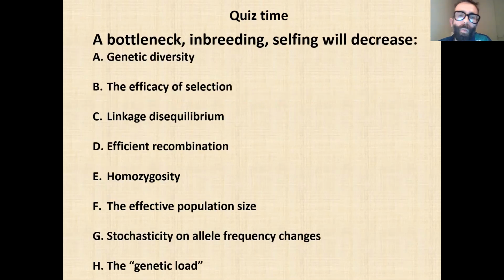Next one. If we have a bottleneck, inbreeding, selfing, that will decrease what? Genetic diversity, the efficacy of selection, linkage disequilibrium, efficient recombination, homozygosity, effective population size, stochasticity on allele frequency changes, and what we call the genetic load. So again, there might be several answers that are correct here. Put them as a comment in the description of the video.